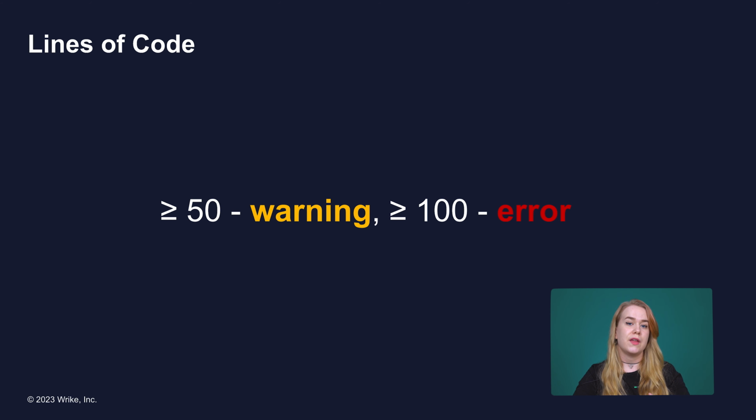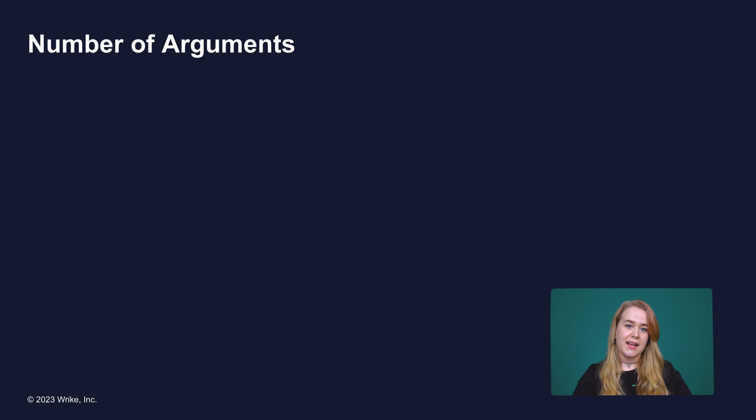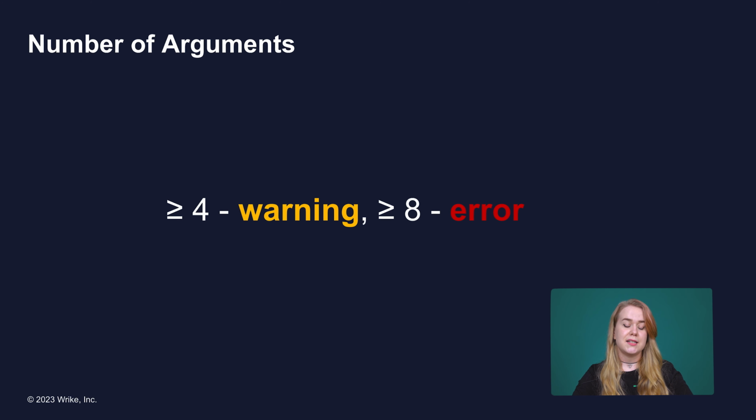If you have more than 100, then it's bad and you should consider refactoring your function, for example, splitting it into smaller functions. The next metric is number of arguments. And if you have less than 4 arguments, then it's very good. If you have less than 8, then you should also consider refactoring. Because if you have a lot of arguments, it will be hard to make new calls of the function.